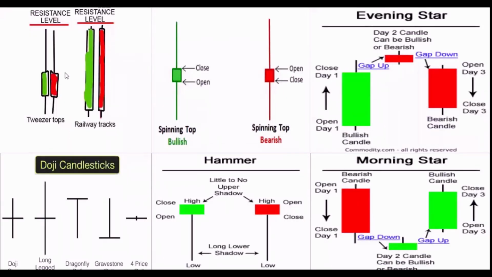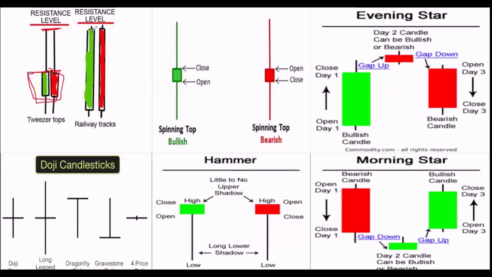Right here, this is our tweezer tops. This is when two pins are basically at the same level, and they both reject off of it. And then there can be a spinning top or bearish top right here, where it's a small body and two tweezers like that. Now, let me move this over here, down here.